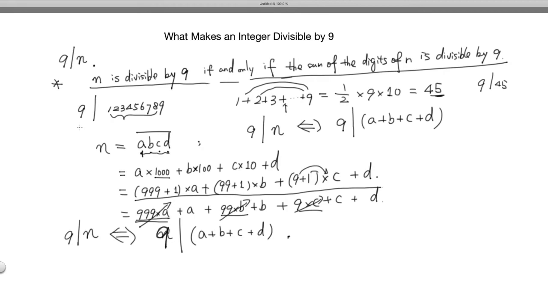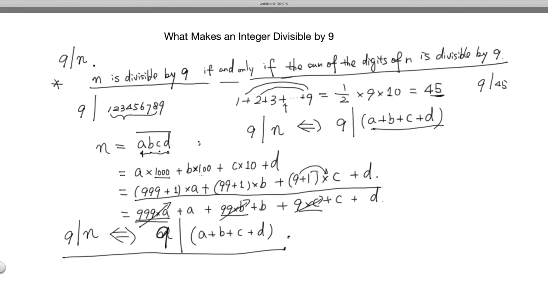This property is very useful because now, instead of checking whether a very large number is divisible by 9, you can just sum all its digits and check if the sum is a multiple of 9. And if the summation is still a huge number, we can use this recursively: instead of checking whether that number is divisible by 9, we again check the sum of its digits. We can keep doing it. And this is a very useful property.